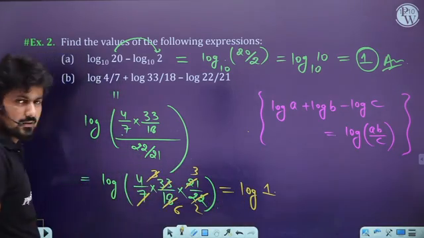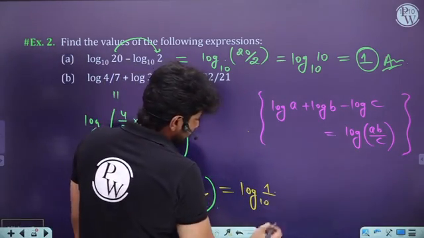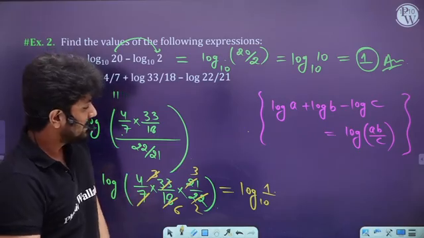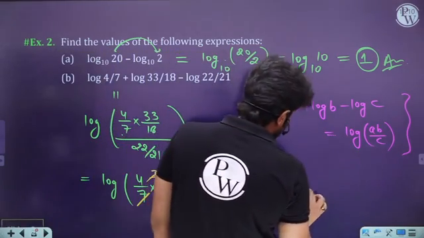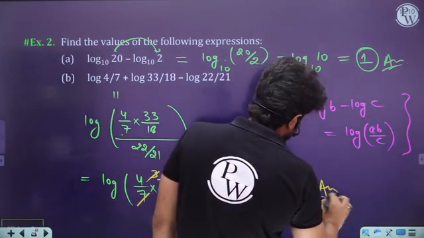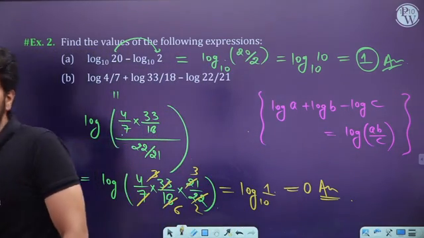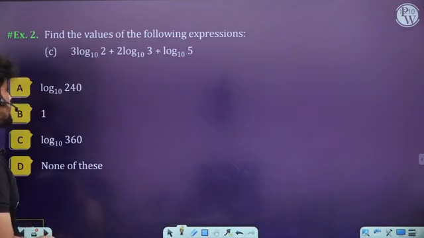Now this is coming out to be log of 1 to some base. The base can be 10 or the base can be e. Basically, log of 1 is equal to what? Log of 1 is equal to 0. That's our answer for this question. We are getting the answer as log of 1, which is 0.